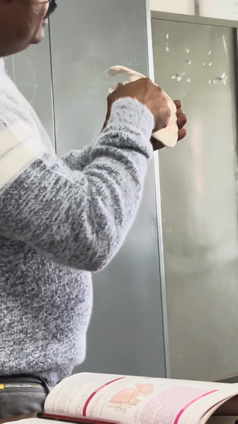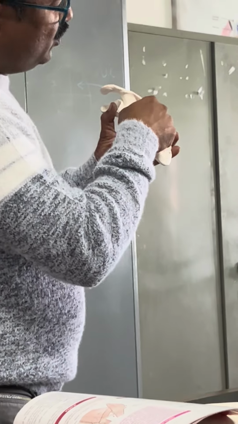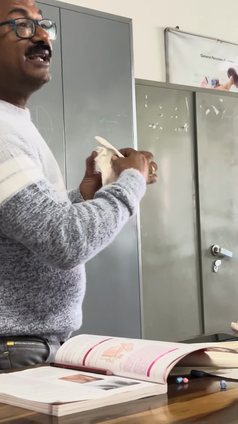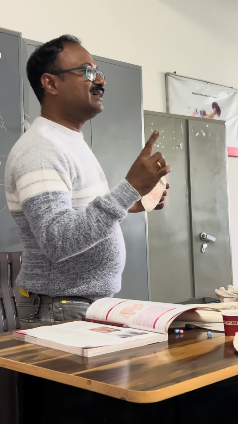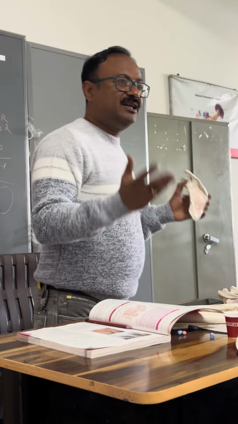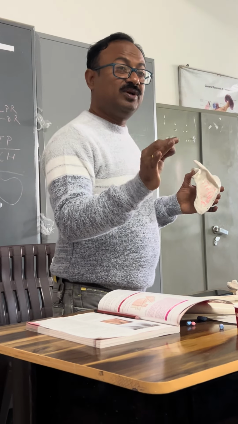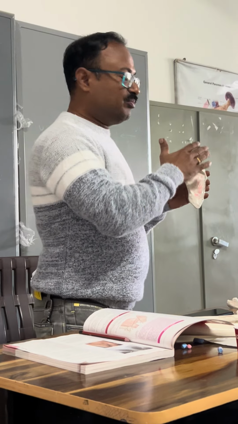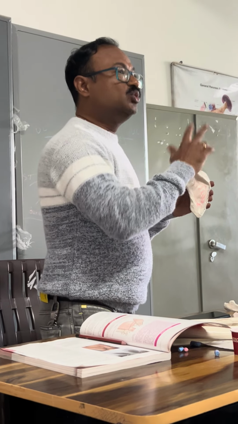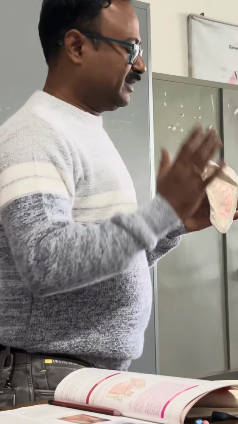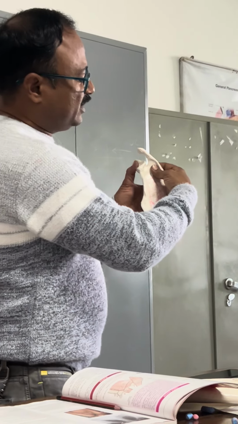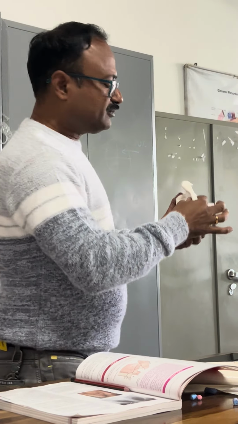So here you will see there is a triangular thin bony plate. It is called the spine of the scapula. So one process is the spine of the scapula. What is the spine of the scapula? Spine of the scapula is a triangular thin bony plate which divides the posterior surface into two parts, upper part and lower part. So this triangular thin bony plate is called the spine.